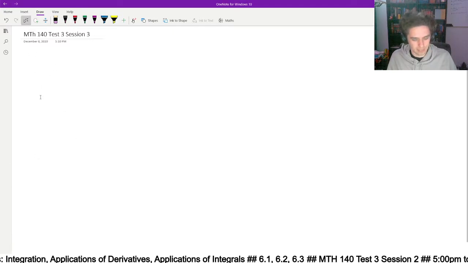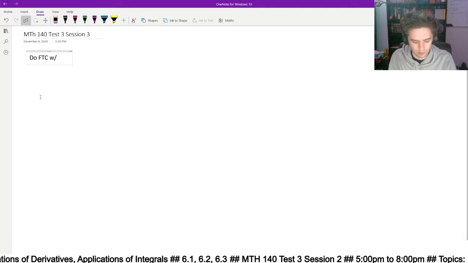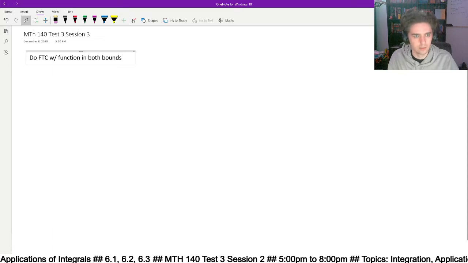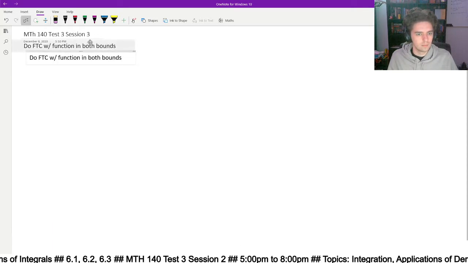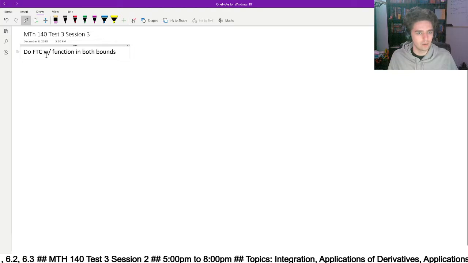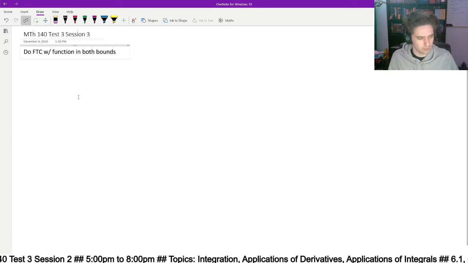So I guess I'll write that here. Do FTC with function in both bounds. Oh, so when you take the derivative and then you subtract them from each other or something like that? Yeah, well, that would be part of it. In the session today, yeah, that would be one of them. I forget which one's part 1, part 2, but yeah.